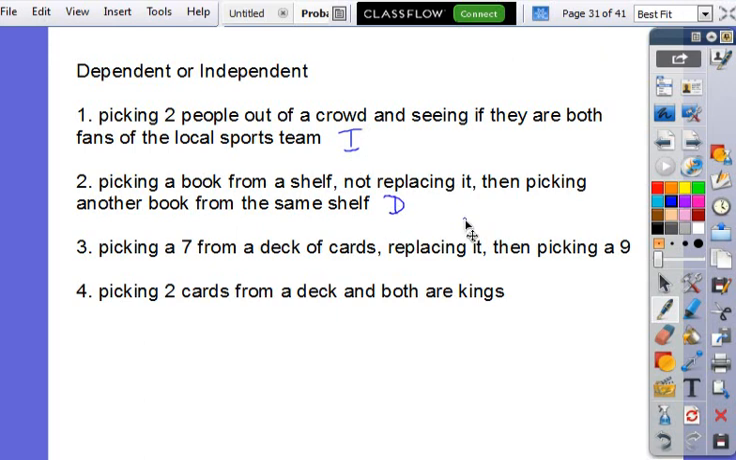Picking a 7 from a deck of cards, replacing it, then picking a 9. That's independent because picking a 7 is not going to affect picking the 9. And I replaced it, which means the deck was the same the second time as it was the first time.